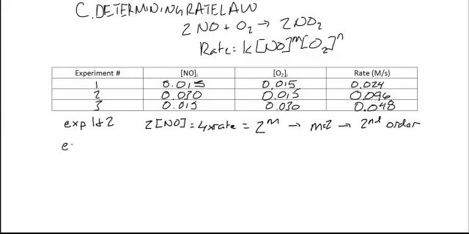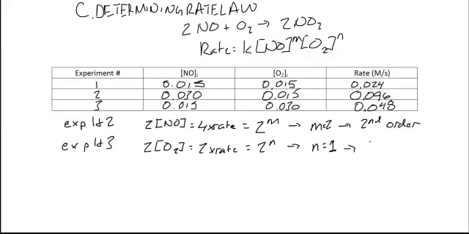Alright, so we have identified the order of NO, but we need to still find the order of oxygen. So if we compare experiments 1 and 3, in this case, NO is staying the same, so it's constant. So our rate change is not due to NO, but it must be due to oxygen. And we doubled oxygen, so 2 times the concentration of oxygen. And we're going to look at our rates, and 0.048 divided by 0.024 is twice the rate. So again, in this case, 2 raised to n equals 2. So what must n be? N equals 1. So oxygen is first order, while nitrogen monoxide is second order.